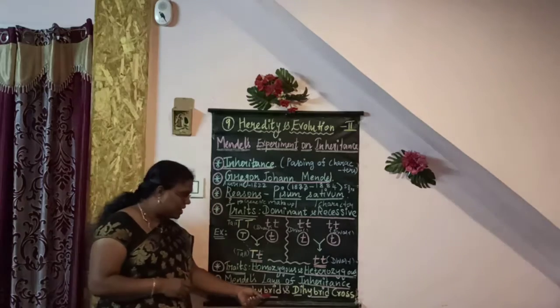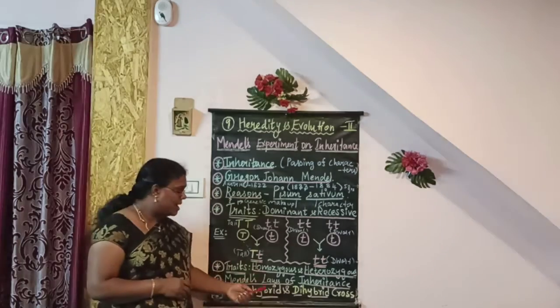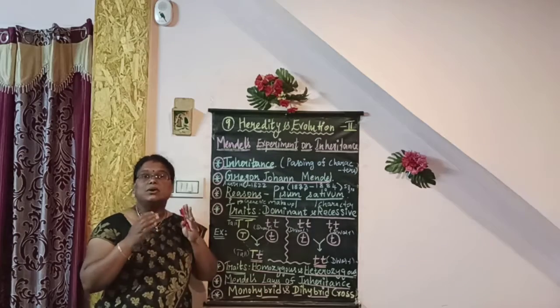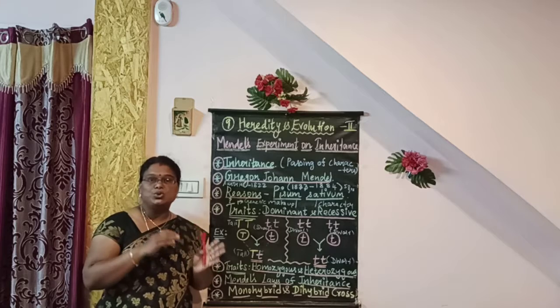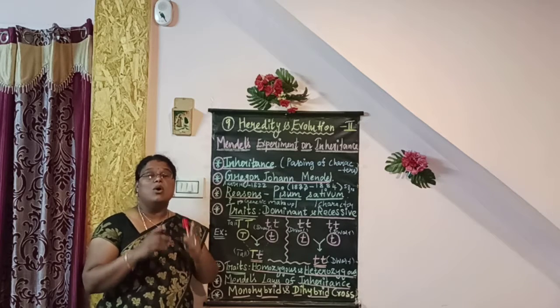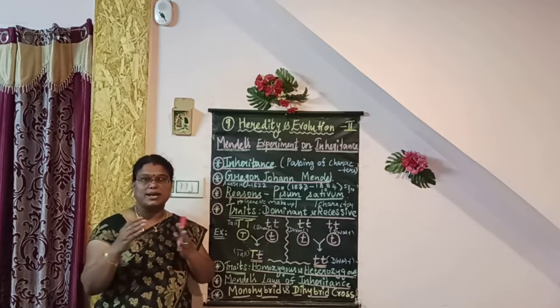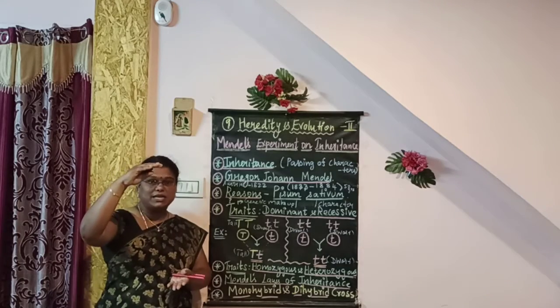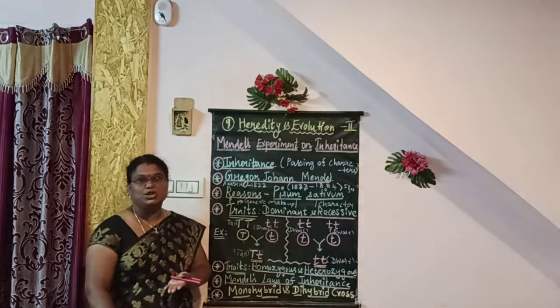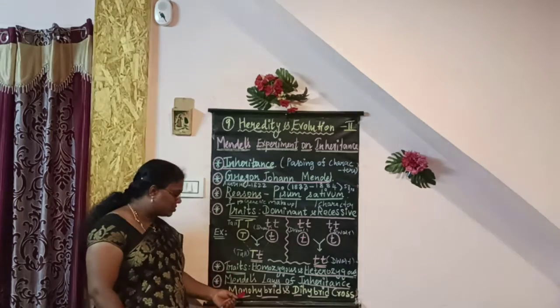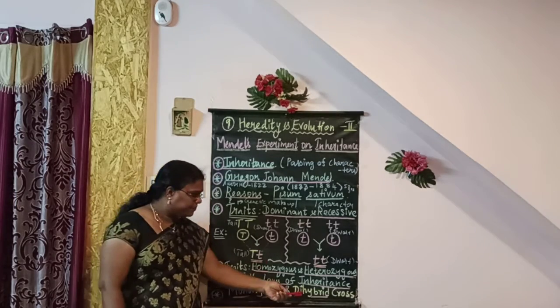So what is a monohybrid cross? Mono means single, hybrid means making crossbreed. A monohybrid cross is a cross between 2 plants considering only one visible contrasting character. Contrasting means height, that is tall and dwarf, dwarf means short. So contrasting is tall and dwarf, that is called a monohybrid cross.